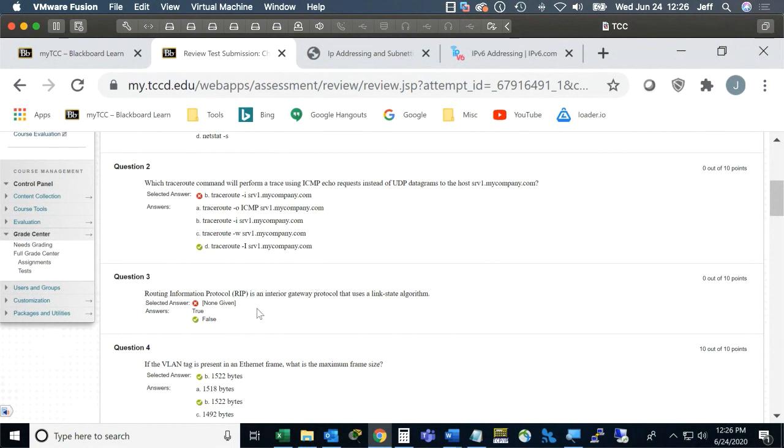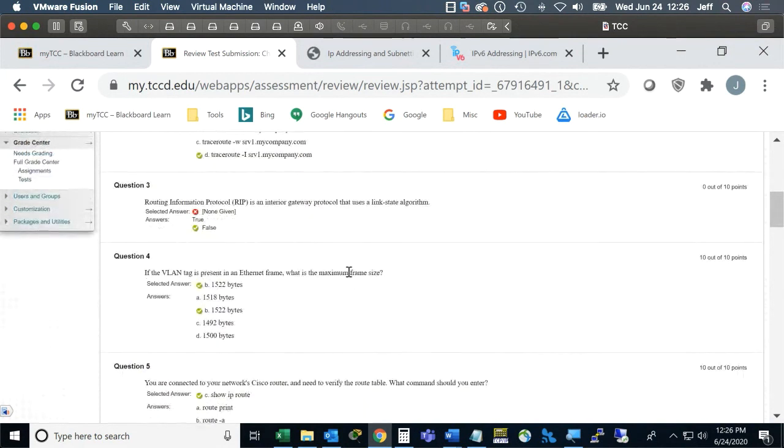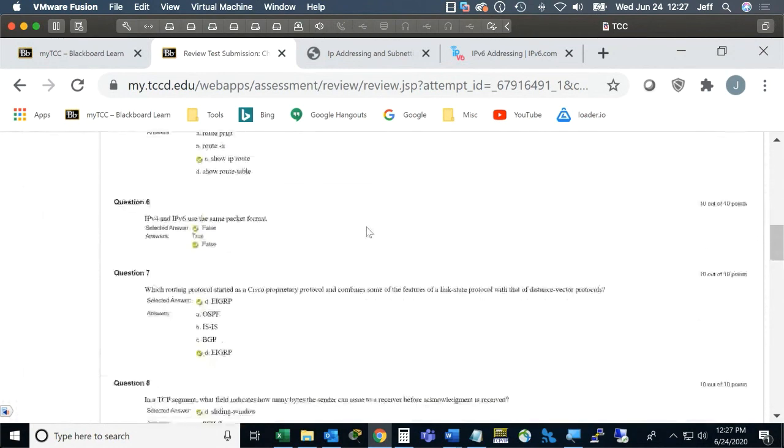And so it is false, right? I didn't think RIP was a link state. So that's good. I'm glad. Oh, none given. I thought we put false. Anyway, it is false, so that makes me feel better.